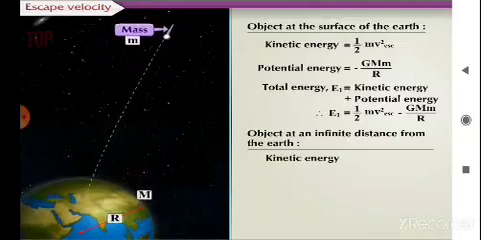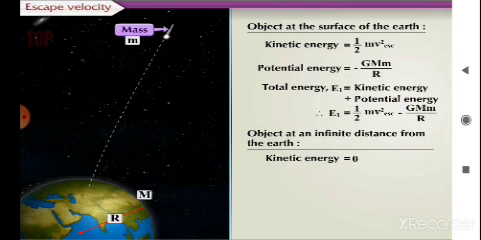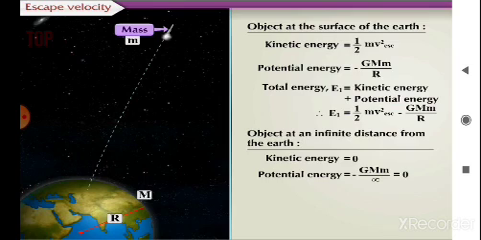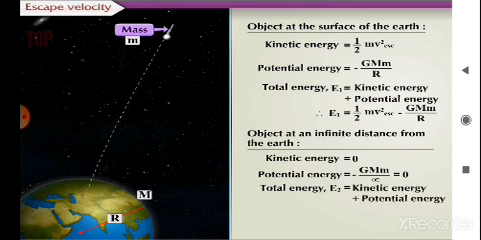Now object at an infinite distance from the earth. Kinetic energy is equal to 0. Potential energy is equal to minus G M m upon infinite, which is equal to 0. Therefore, total energy is E2, is equal to kinetic energy plus potential energy, which is equal to 0.